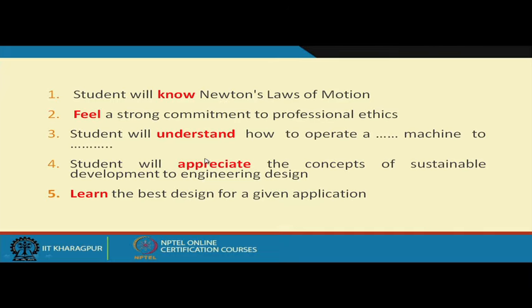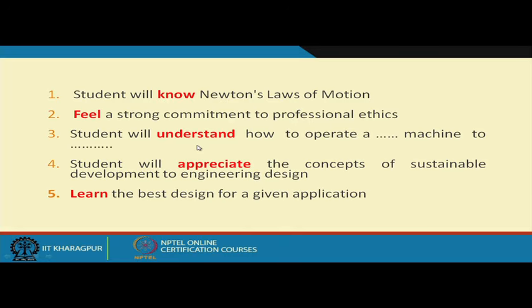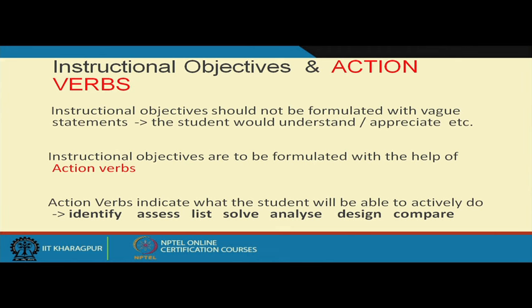Student will know Newton's law of motion. Know is a wrong term. You may, I may not. Feel, understand, appreciate, learn is better. Avoid these words. These are not the exact action verbs. So, now what's that action verb? We have to know what the action verb is.